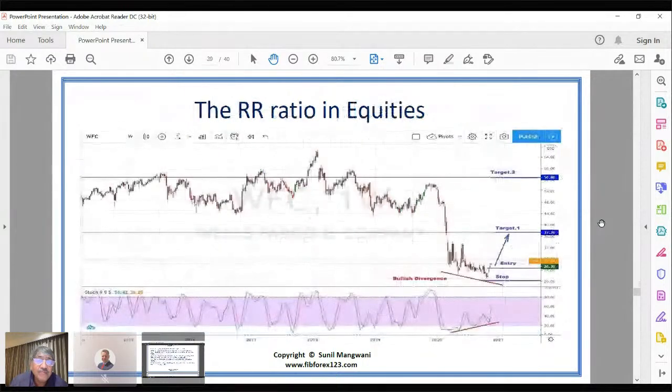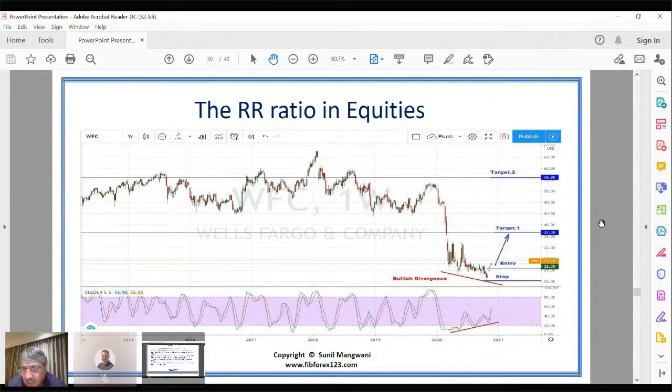Let's take this further on equity markets. Now, this is an actual trade, all right? This is a weekly time frame on a stock, which is Wells Fargo and Company. I do some consultancy work for some hedge funds, and this is a trade call that I had given them in the month of January, almost about 6 months back.